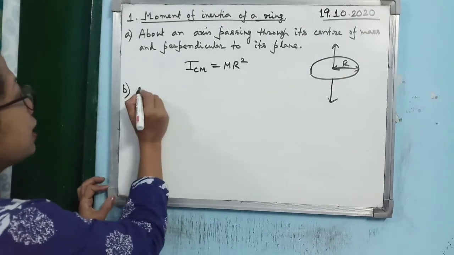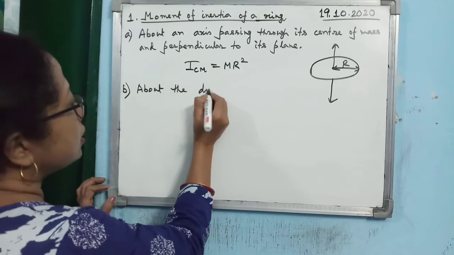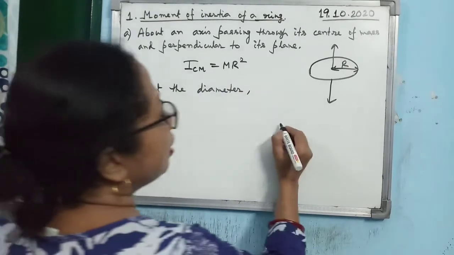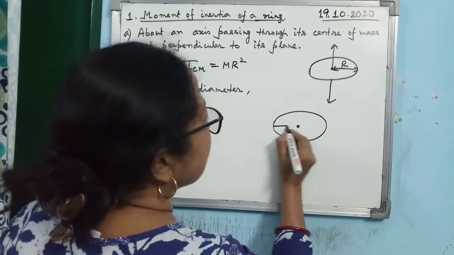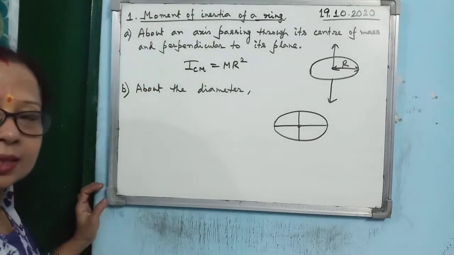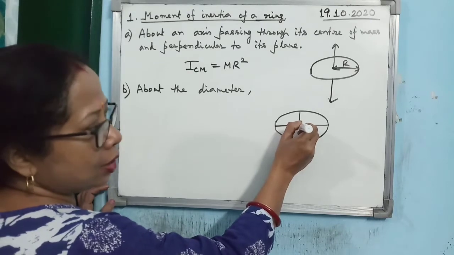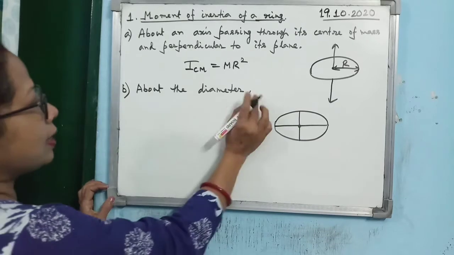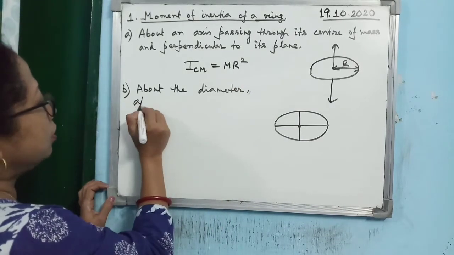So it is asked about the moment of inertia about one of the diameters. How can you do it? You can use the perpendicular axis theorem. Just see, if you consider the two diameters, they are perpendicular to each other, isn't it? And ICM is like this. So if this is x, this is y, this is z. So how can you find out the moment of inertia about the diameter?